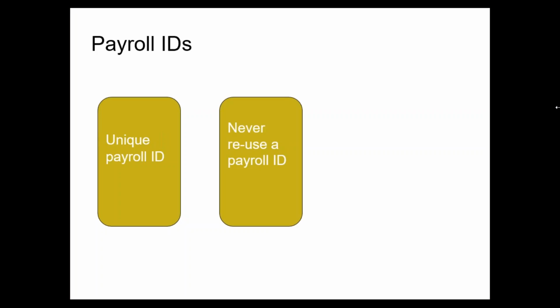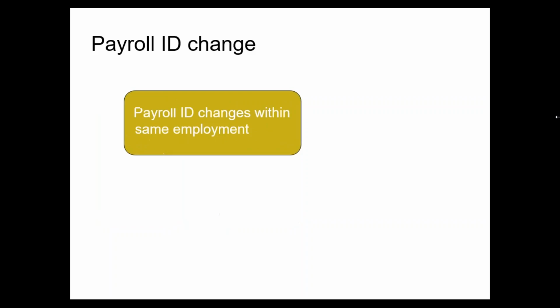Each payroll ID should be unique. Don't reuse a previously used payroll ID. If you do, you'll create a duplicate record and the payroll information you report will be wrong. An employee's payroll ID should stay the same within the same employment. If for any reason you choose to change your payroll ID within the same employment, you need to inform HMRC. For example, if you change your payroll software, the new software may automatically allocate new payroll IDs to your employees, so watch out.